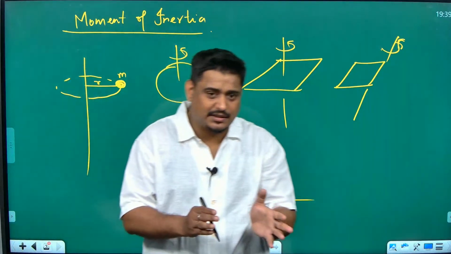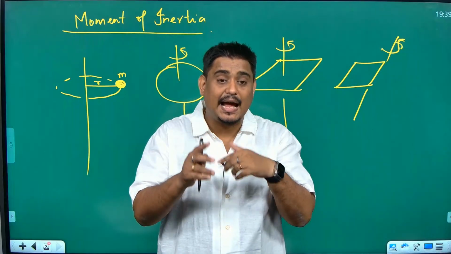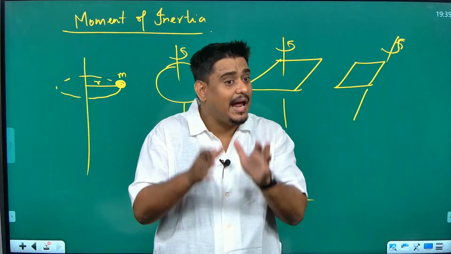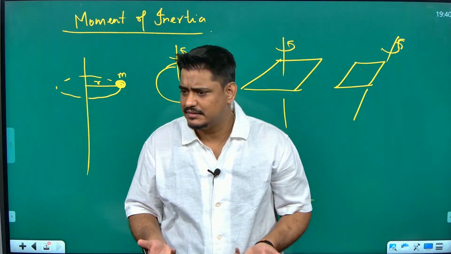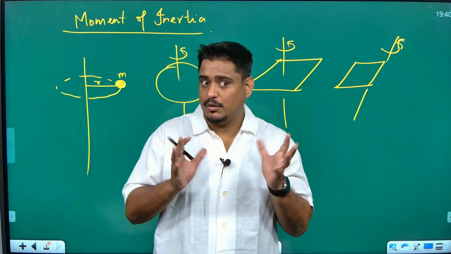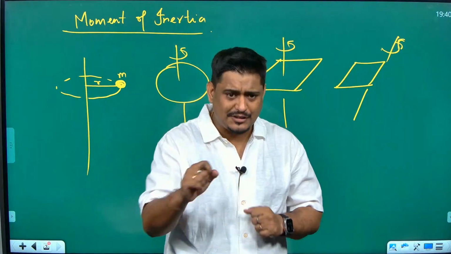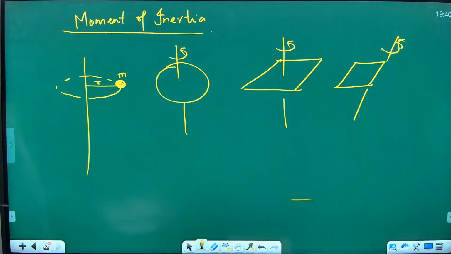When I say something, you should observe, listen, and then draw a conclusion how the body is rotating, because the same body can rotate in multiple ways. Until you understand how the body rotates, you cannot think about finding moment of inertia. We will go to that later. First, understand what is the definition of moment of inertia.